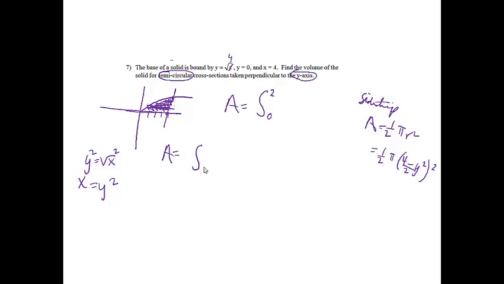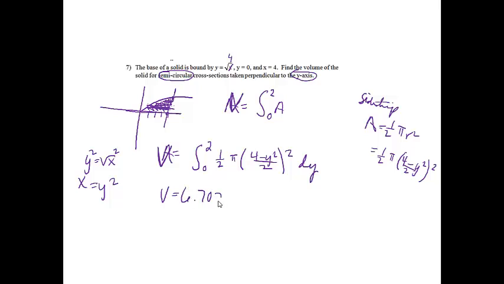Not necessary since it's a calculator problem, so I'm going to go from 0 to 2, and simply my area of my cross-section goes there, which is going to be 1/2 pi times the radius, which will look like that. And then once again, we can use Math 9 to get that answer. Whoops, that's a volume, sorry, not an area. There we go. And so the volume will equal 6.702.